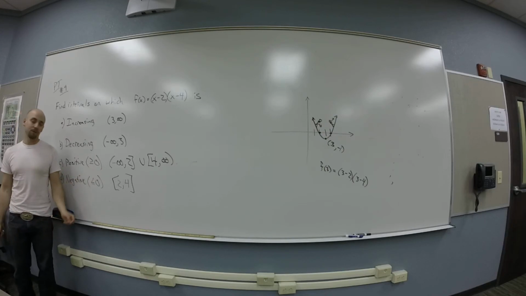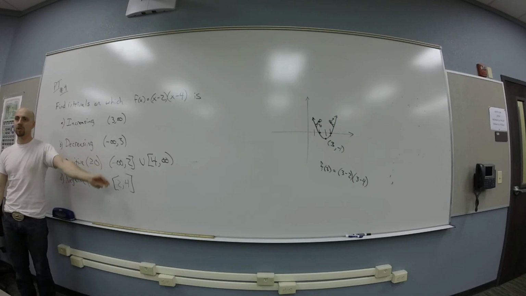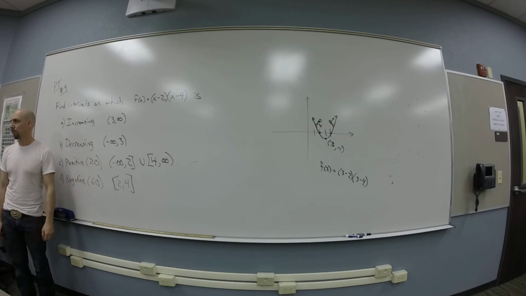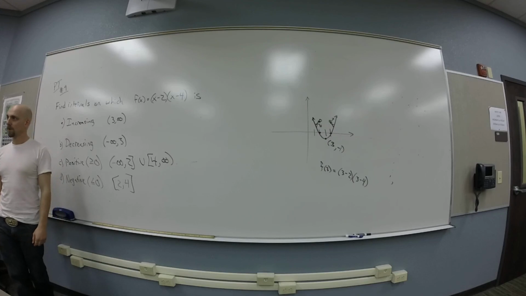Your book does the other thing. They say positive doesn't include 0 and negative doesn't include 0, so they always leave their brackets open. Are you cool with that? It doesn't really matter which convention you choose. You just have to pick one. Questions on this? Did that help?